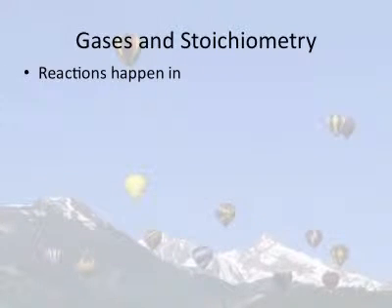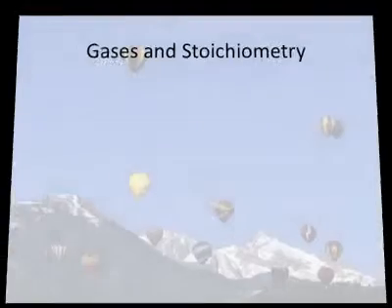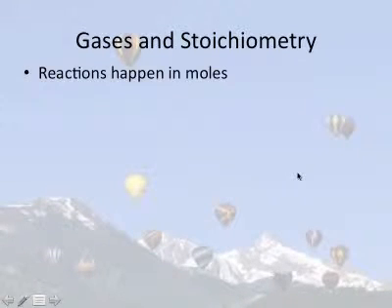First of all, reactions happen in moles. That's why when we write balanced chemical equations, we balance them using coefficients, and those coefficients are telling us what? The mole ratios, right? So it takes 2 moles of this gas plus 1 mole of this gas to produce 3 moles of our product. So whatever the mole ratios are.